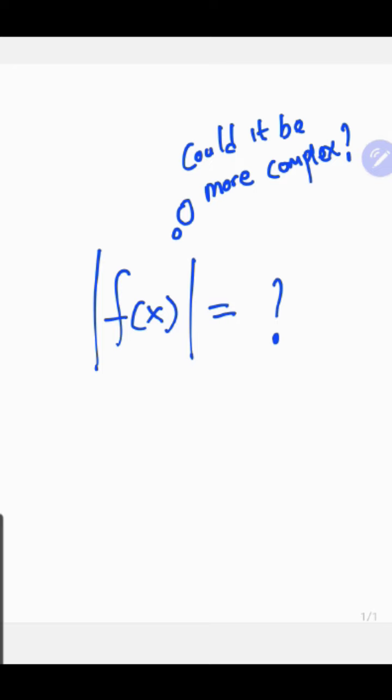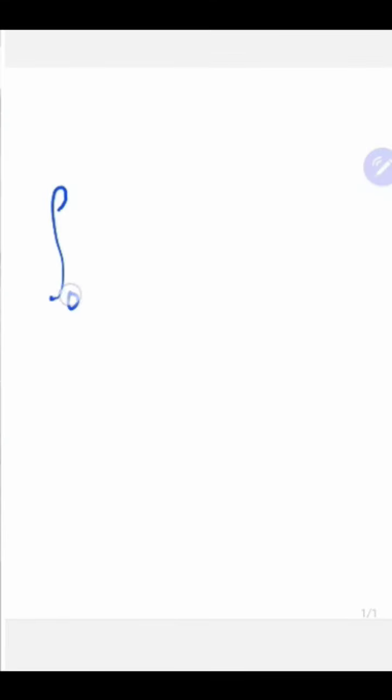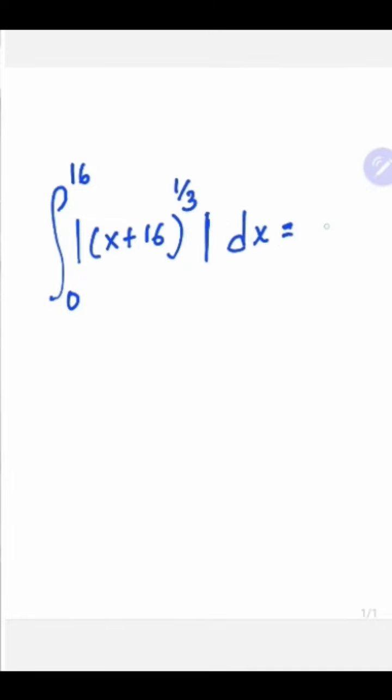In my next video, I will be showing you how to do this like a pro and solve problems, like integrating the absolute value of x plus 8 raised to the power of 1/3 from x equals 0 to x equals 8.